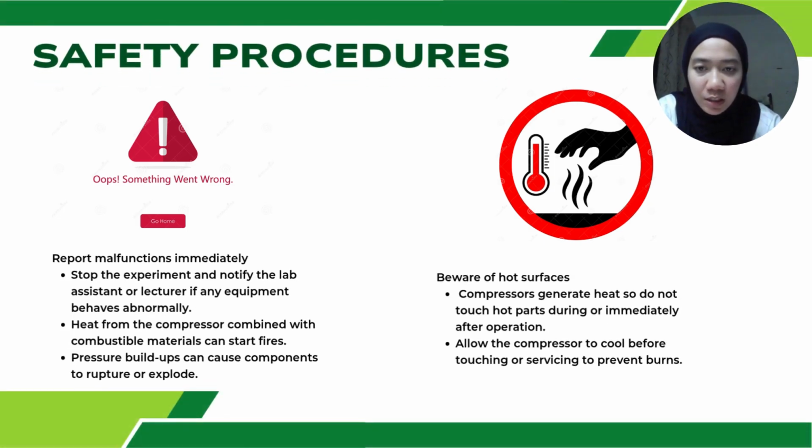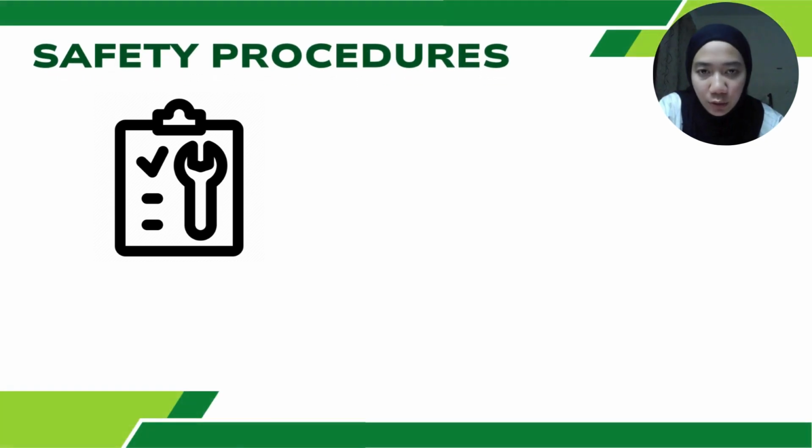Next, we need to report malfunctions immediately. Stop the experiment and notify the lab assistant or lecturer if any equipment behaves abnormally. Heat from the compressor combined with combustible materials can start fires. The pressure buildup can cause components to rupture or explode. And then we need to beware of hot surfaces. The compressor generates heat, so do not touch hot parts during or immediately after operation. We need to allow the compressor to cool before touching or servicing to prevent burns.